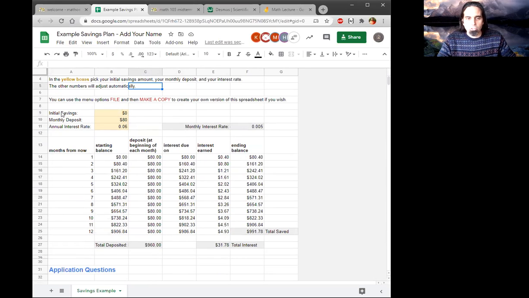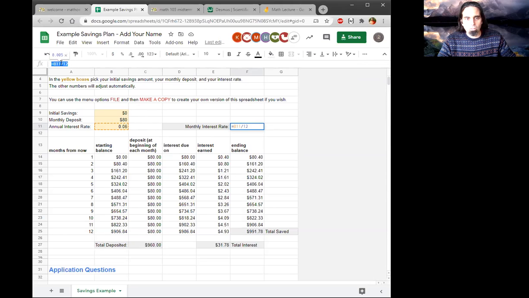Okay, now the magic starts to happen. We're still just typing things. I've made these boxes yellow in their background, and I've put numbers in. We're pretending that there's an initial savings of 0, a monthly savings of 80, an interest rate of 6%. And this box displays 0.005, but what I actually typed is up here.